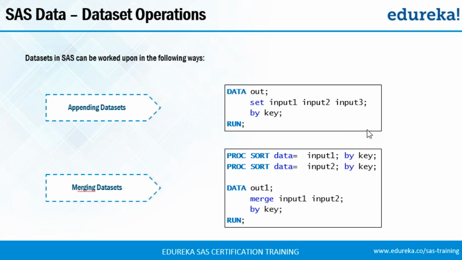Let's see what appending and merging mean. They are both actually combining data sets, but appending does a vertical concatenation, whereas merging does a horizontal concatenation. Let's understand this with an example.